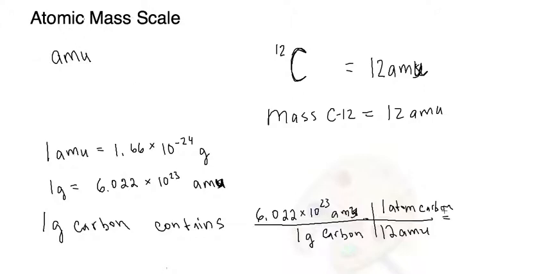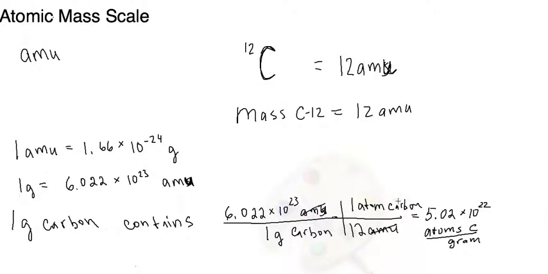So when we do the calculation, 6.022 times 10 to the power of 23 divided by 12, we get 5.02 times 10 to the 22nd power, and it would be atoms of carbon per gram, because the AMUs cancel, and we get atoms of carbon per gram of carbon.